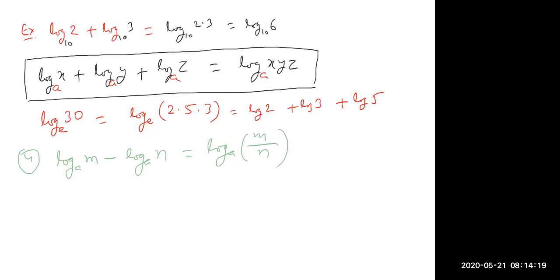For example, if I ask you log 10 7 minus log 10 5, how much will this be? Log 10 of 7 upon 5. This will be equal to this.